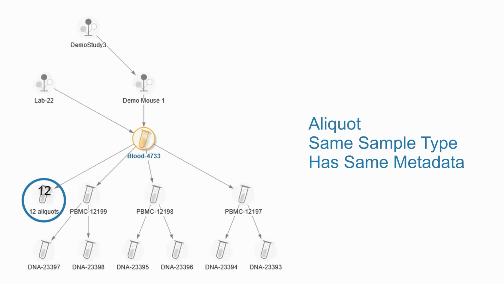An aliquot sample will always be the same sample type as the parent sample and generally has the same metadata associated with it. For example, an aliquot would be if I am splitting a blood tube into smaller tubes.